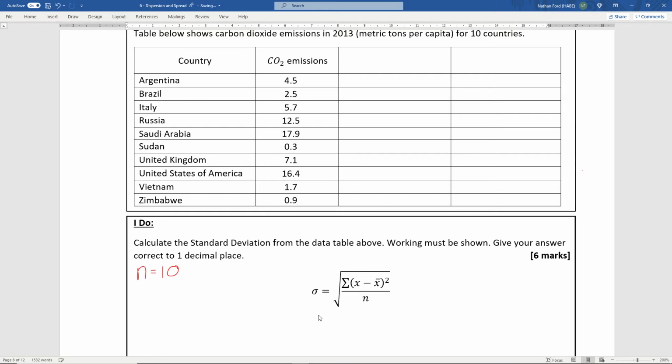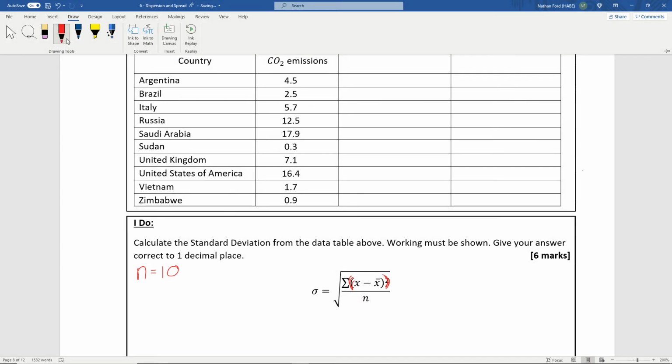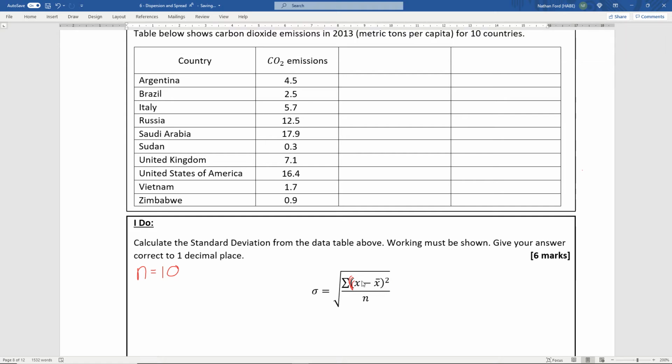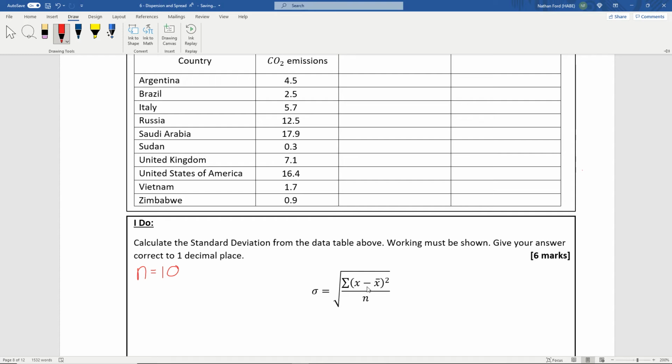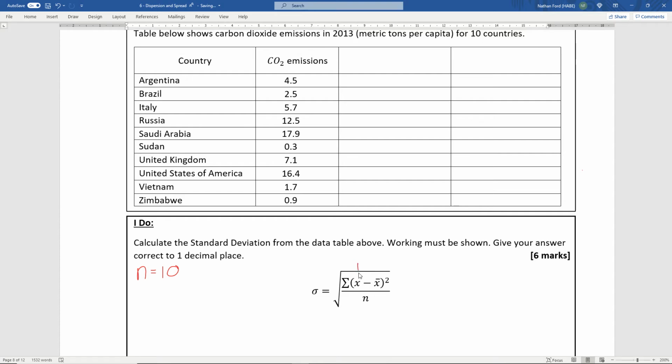What's the next thing we need to know? Well, we need to find out this section here, because then we need to add all of those up to get this top section. Now there's a problem. We need to add up the differences between the result, x, and the mean of all the data. Each of these is a result, but we don't know the mean. So before we do anything, we need to find the mean of this data.